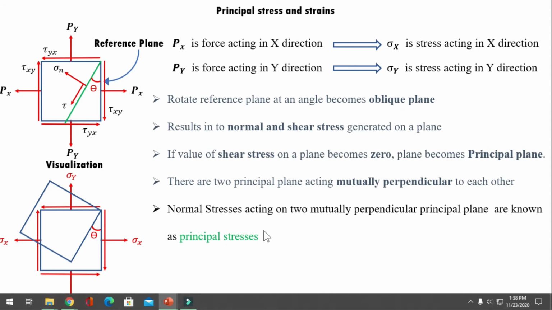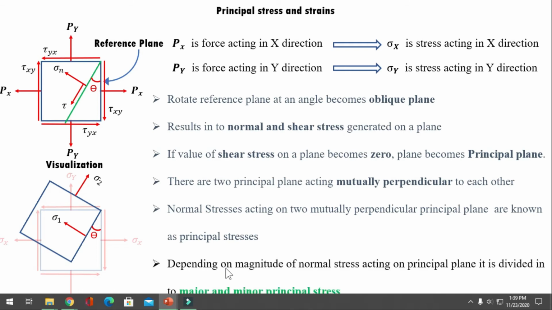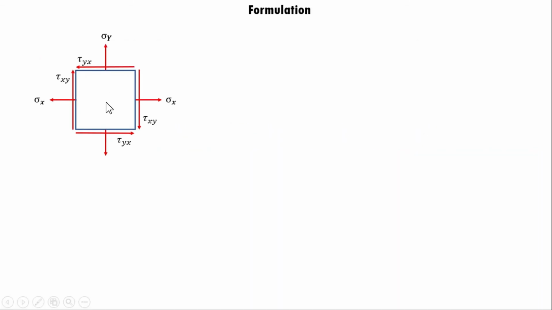Normal stresses acting on these two mutually perpendicular principal planes are known as principal stresses. I call this related to the P1 plane, so it is sigma 1. This is related to principal plane second, so it is known as sigma 2. And how to represent that? Depending on the magnitude of normal stress, sigma 1 and sigma 2, principal stresses are divided into major and minor principal stress.